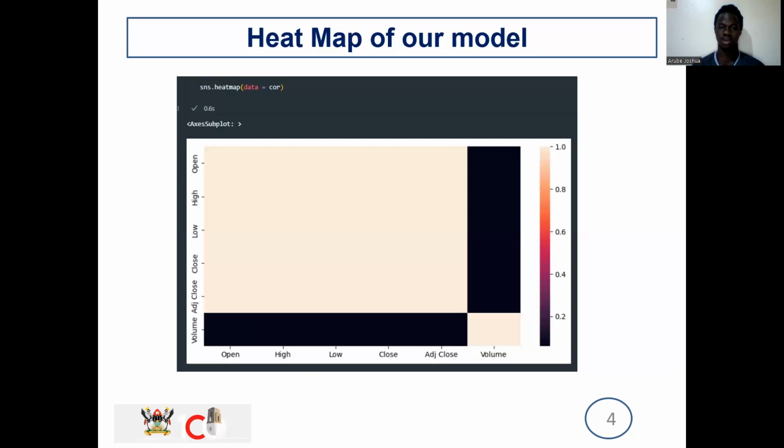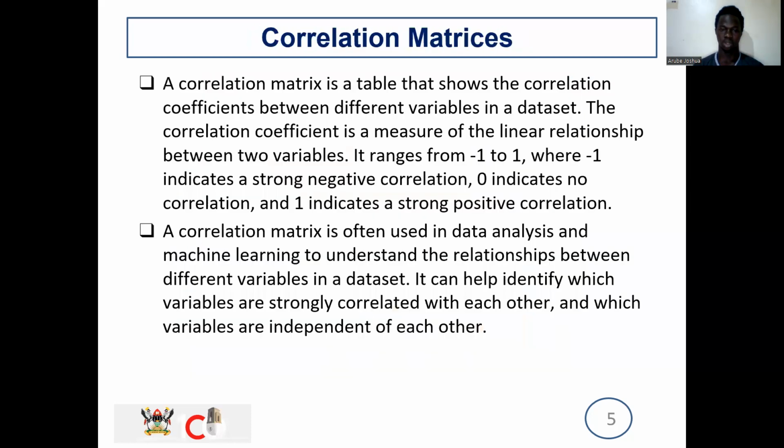That means our relationship is high, because we used our correlation matrix, except for the part where we have the volume and the other features of the data set. We can see that the correlation is very low.